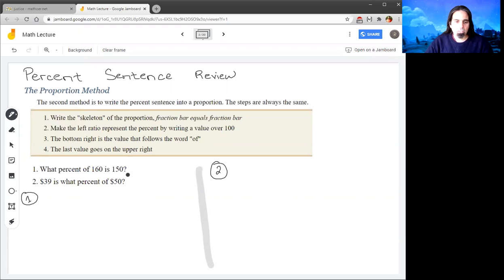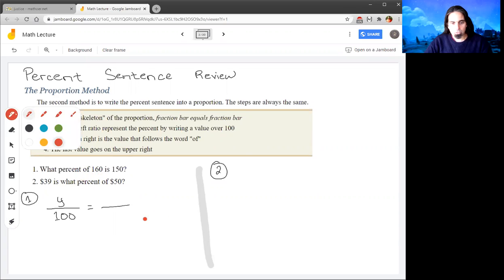So what percent of 160 is 150? We're going to have the percent be on one side. So what percent will be some unknown amount over 100. And on the other side, we're going to use the other two numbers. One thing always comes after the word of. It doesn't work in English to end a sentence with of. So whatever comes after the word of goes in the bottom. In this case, that's the 160 comes after the word of.